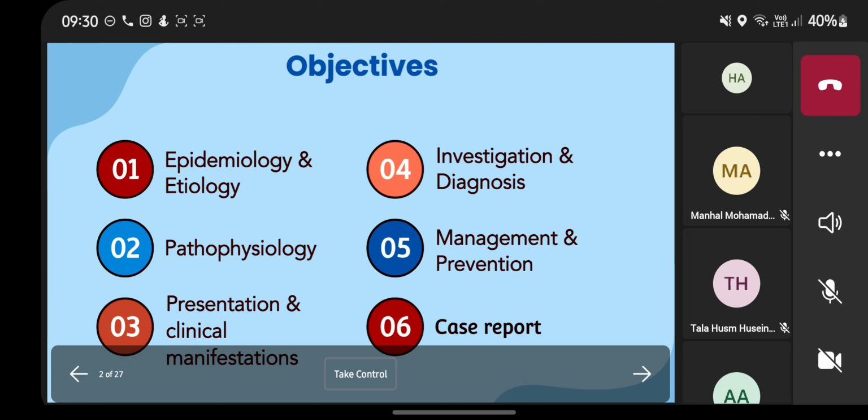Sure thing. So for the objectives of today's topic, it's going to be elaborating on the epidemiology and etiology, talking about the pathophysiology of the disease, presentation and the clinical manifestations of the disease, how to investigate and diagnose, and what's the management and how can we prevent it.